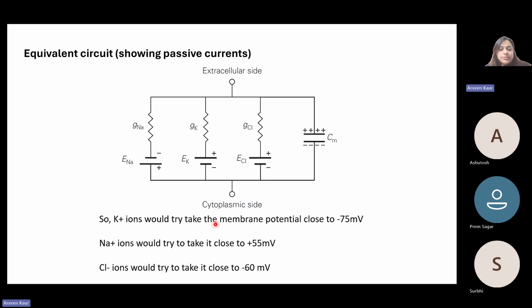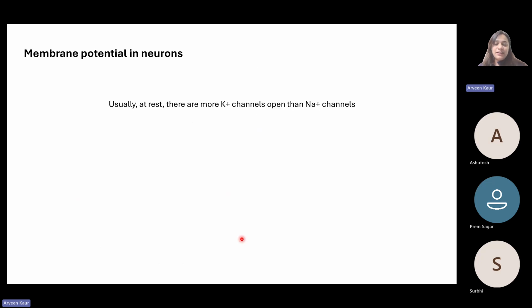So the K plus ions would try to take the membrane potential close to minus 75 millivolt. Na would try to take it close to plus 55 millivolt, and chloride will try to take it close to minus 60 millivolt, right? So this is going to constantly keep happening. That is why that equilibrium is continuously changing, right? So there is an equilibrium that each of these need to maintain, and it is different from the other, right? So that is why it is continuously changing.